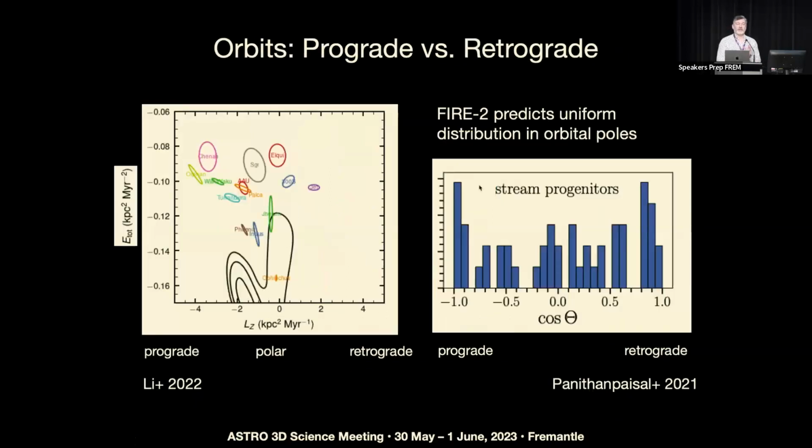A freaky thing for the simulators out there, out of a sample of 12, the vast majority of them appear to have prograde orbits. If you look at an example simulation from FIRE, we would expect it to essentially not have any preference for prograde or retrograde. So that's kind of a weird feature.